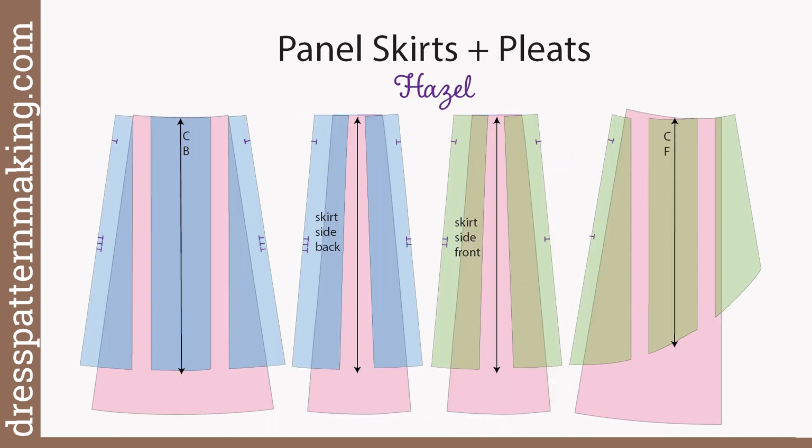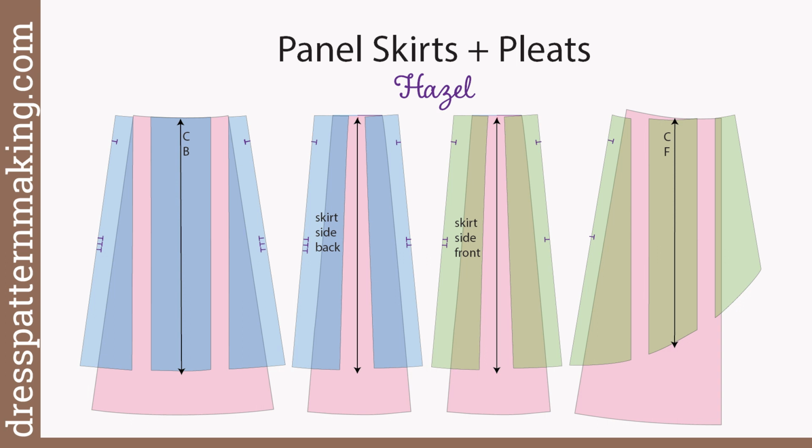Then pleats in the panel skirt. In this case, the fullness has been added all the way through the skirt, not just the waist, as it was in the previous example with the A-line skirt, the Bertha skirt. In this example, the pink shapes underneath are the original pattern pieces of the panel skirt, and the blue and green shapes on top show the cut and spread that has been done to insert the pleats.